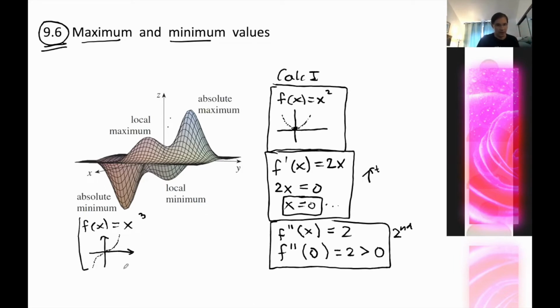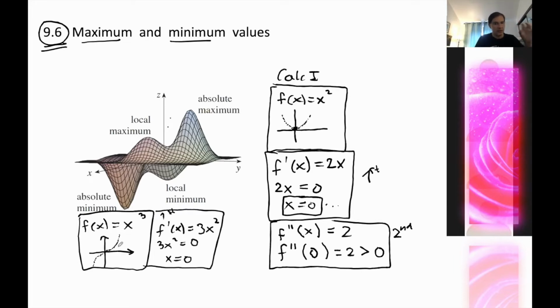Okay, let's find critical points. For this, we have the first derivative. The first derivative of this function is 3x squared. Let's solve the equation 3x squared equals 0. That will give me critical points. That's the same as x equals 0. There's only one solution to this equation, namely x equals 0. So the first derivative tells me that 0 is the only critical point of this function.